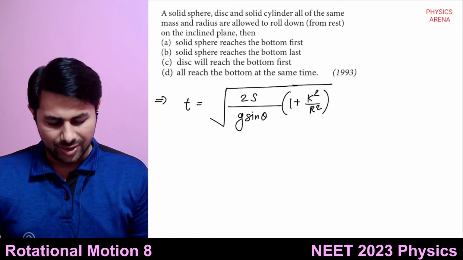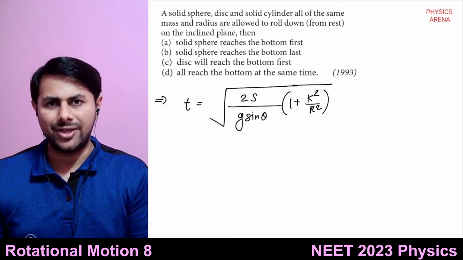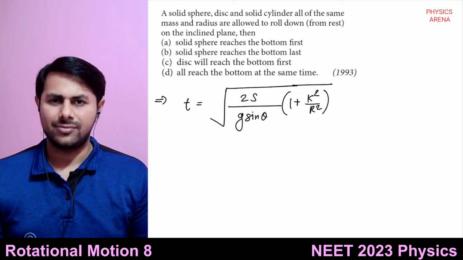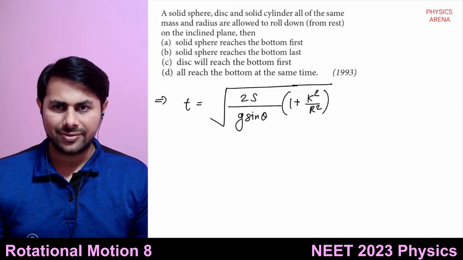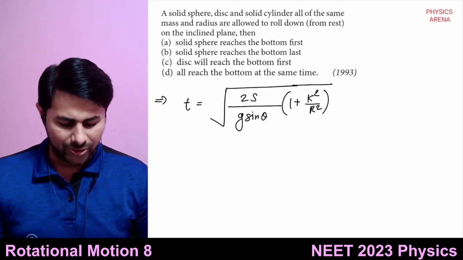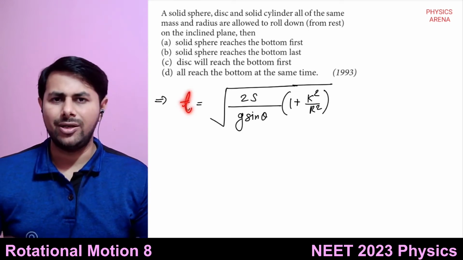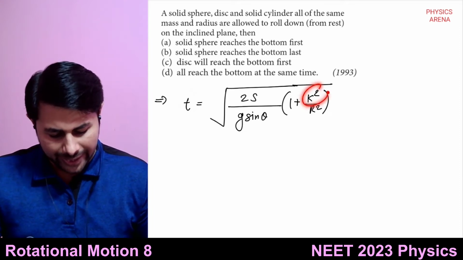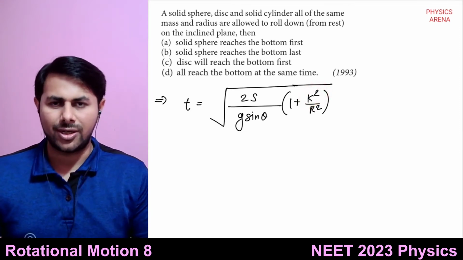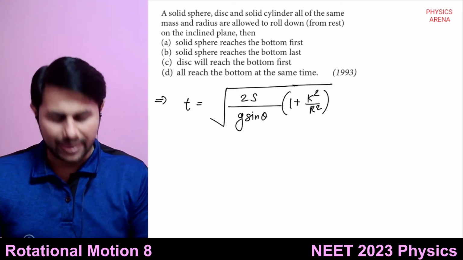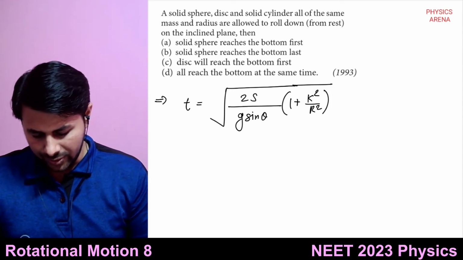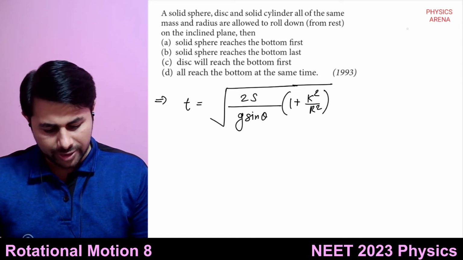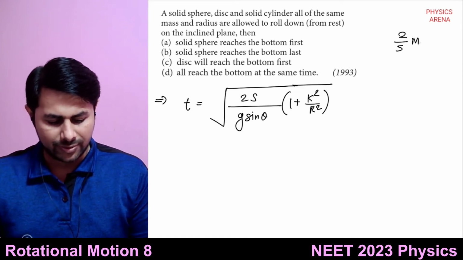It is k. If k is small, radius of gyration is small, then they will roll down in less time, faster. If k is more, then the time taken to roll down will be more. So if k is small, the time taken will be less. Now, what is the moment of inertia of these bodies? For a solid sphere it is 2 by 5 mr square.